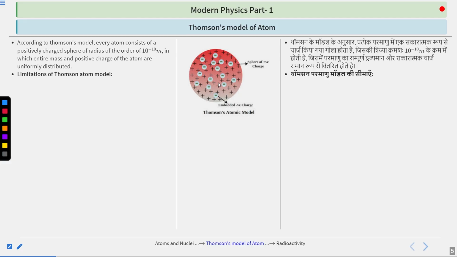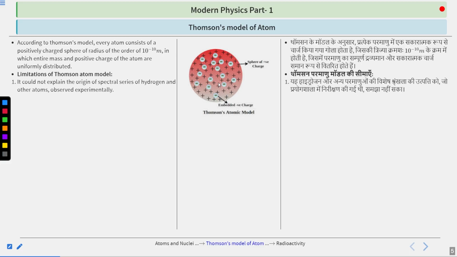But later on, it was found that the Thomson atomic model had some limitations and drawbacks. So what were these? First, it could not explain the origin of spectral series of hydrogen and other atoms observed experimentally. The theory formulated by the Thomson model was effective up to some limit, but when it was exposed to the spectral series of hydrogen and other atoms, it failed. It was unable to explain them. So the first limitation is this.